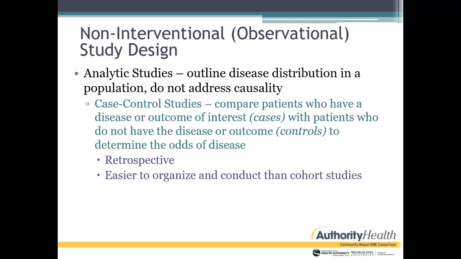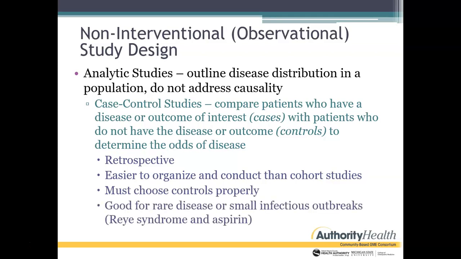It is easier to organize and conduct than cohort studies, which are prospective in nature, but you must choose your controls properly. Case control studies are good for small outbreaks of infectious disease and other things like Reye syndrome, which is a rare disease, hepatitis A kind of outbreak. You'd want to see where the exposure came from. And of course, case control measures our odds ratio.